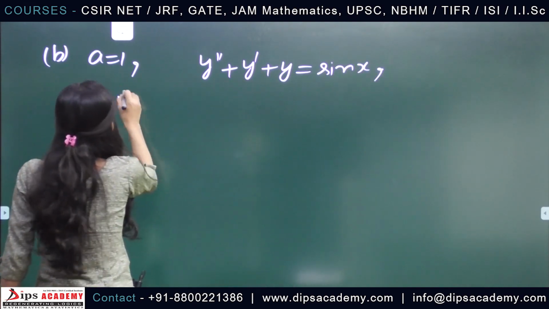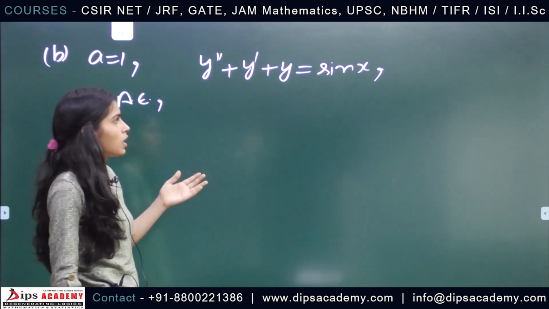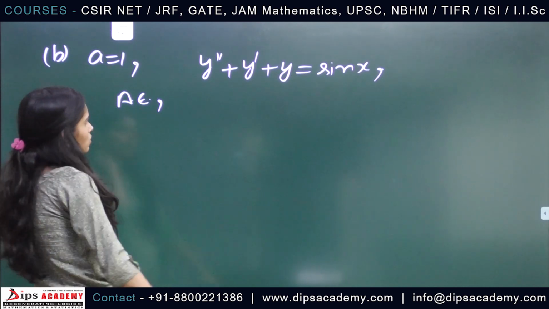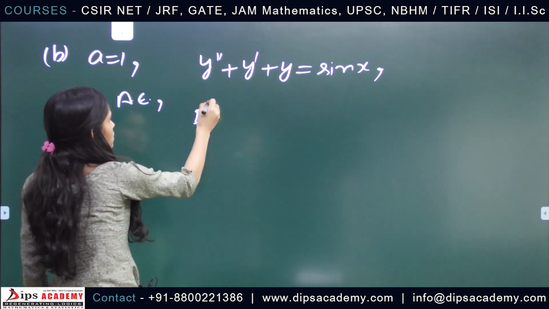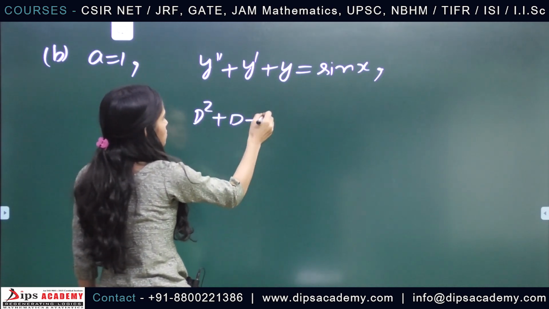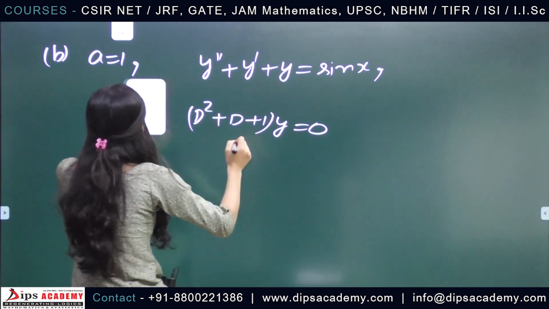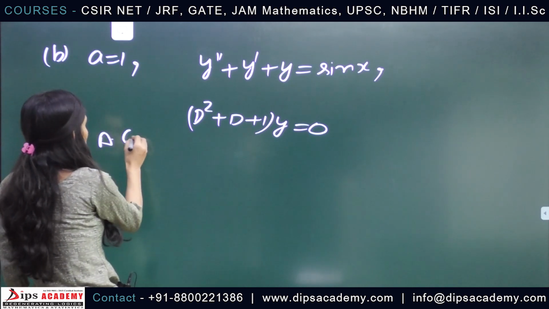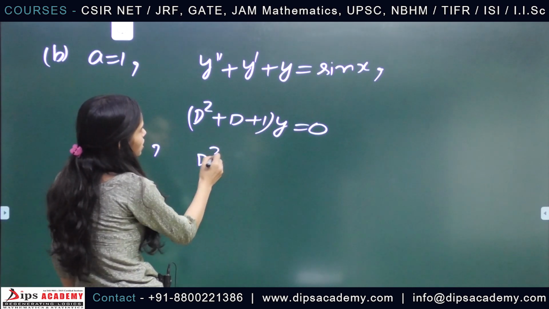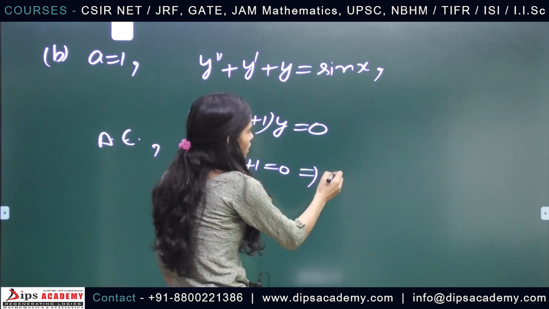Okay, so we'll first find the solution for this, by finding the complementary function and the particular integral. For the complementary function, the auxiliary equation will be d square plus d plus 1 into y equals 0. This is the form, like we are putting y double dash as d square.